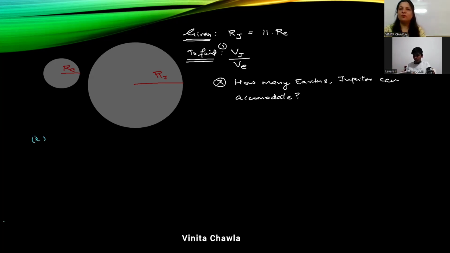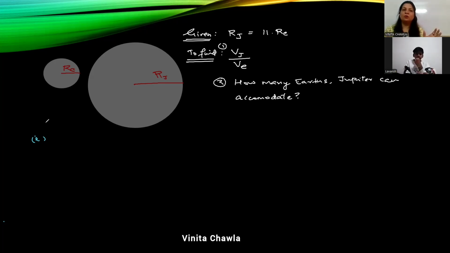In the first part, we have to find the volume ratio. If we assume Earth and Jupiter as perfect spheres, perfectly spherical in shape. Though Earth is not perfectly spherical, it is spheroidal in shape, but if we assume that both the planets are perfectly spherical in shape.